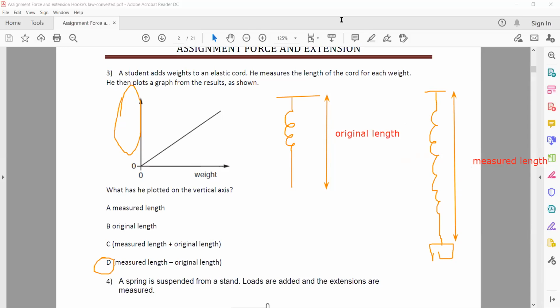So how will we get the extension, because we plot a graph between force and extension. Weight is on the x-axis, extension should be on the y-axis. How will we get the increase in length? The measured length minus the original length. Original length means the length of a spring without any load. So measured length minus original length gives us the extension. And we plot a graph between force and extension, or weight and extension, or load and extension.